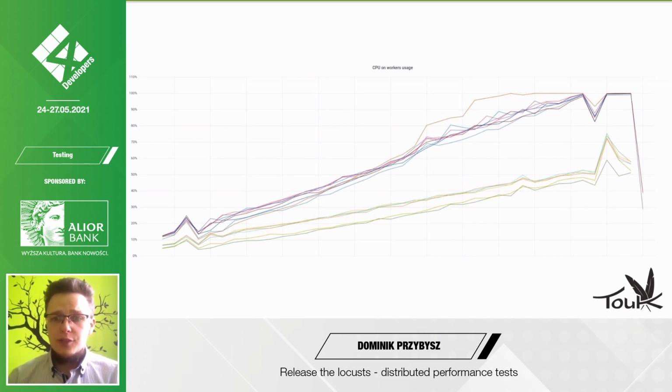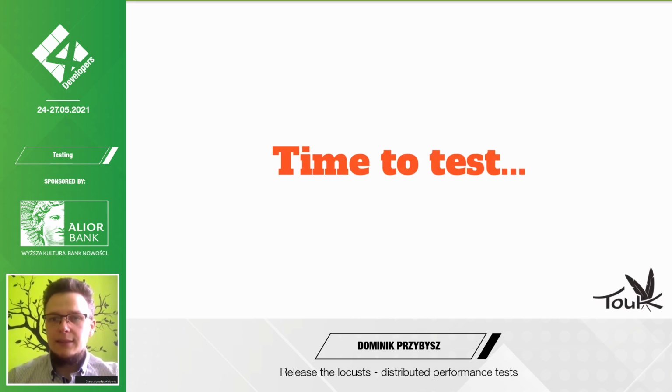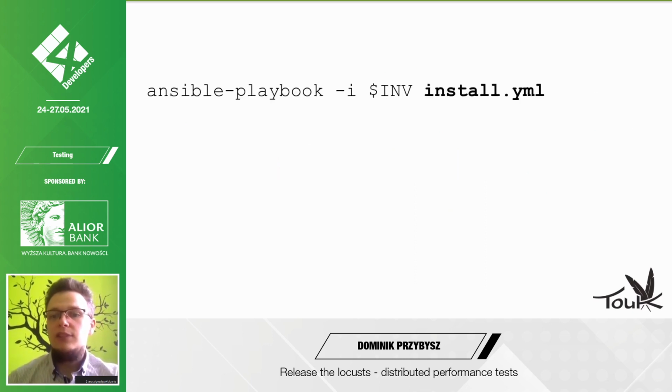Especially with CPU usage on the workers' side, we should be able to achieve about 80 to 90% CPU load on the workers' machine. If we achieve more, then probably this is some problem with our environment and we should rescale the whole test. Okay, let's come back to the testing process. First, when we wanted to start our test, we have to install everything.